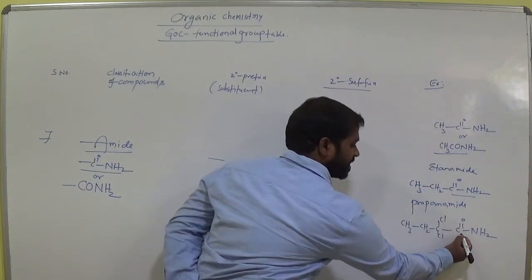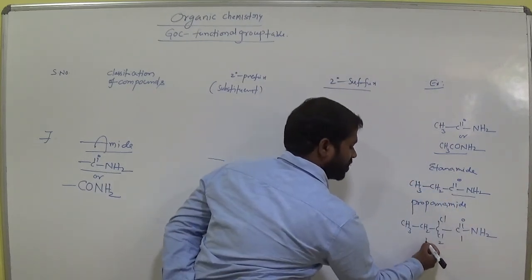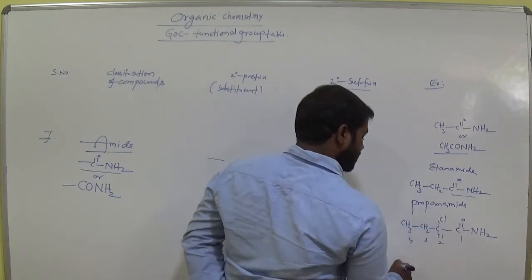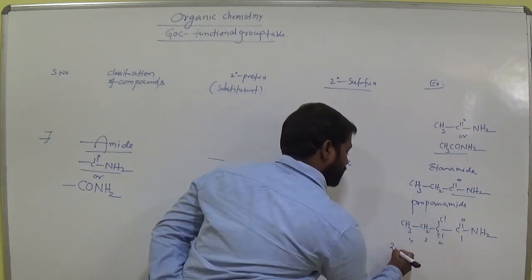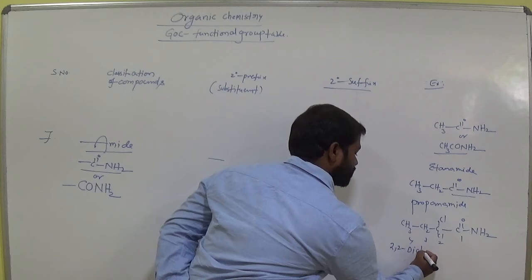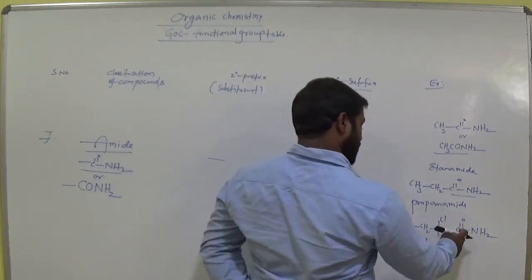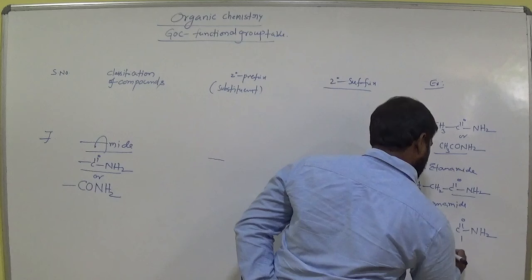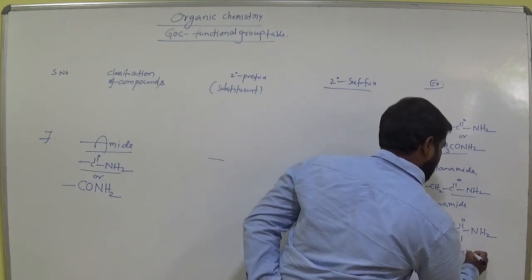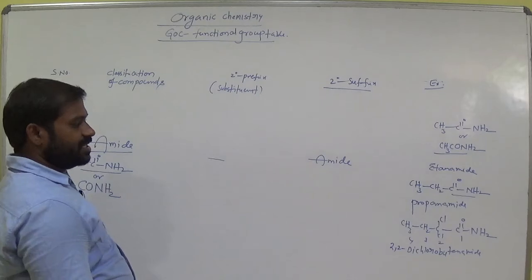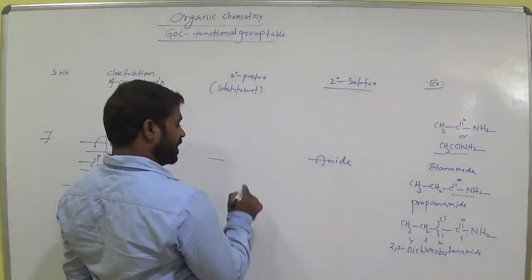Okay, this is the first carbon, 1, second carbon, third carbon, fourth carbon. Am I right? So here 2 substituents are here, chlorine. And which carbon? Second carbon. So 2, 2. How many chlorines? 2 chlorines. 2, 2 dichloro. 1, 2, 3, 4. 4 means butanamide. Okay, clear? Clear, students? Let's see one more example.